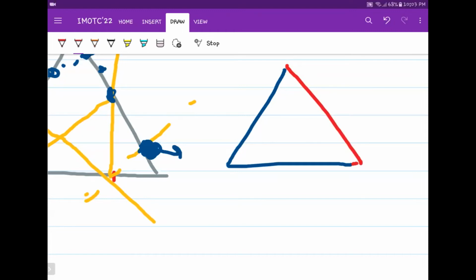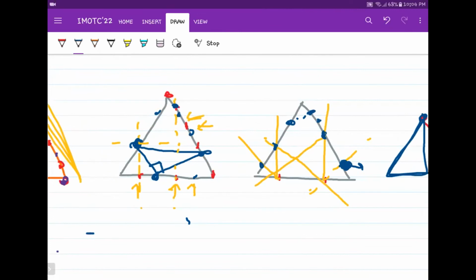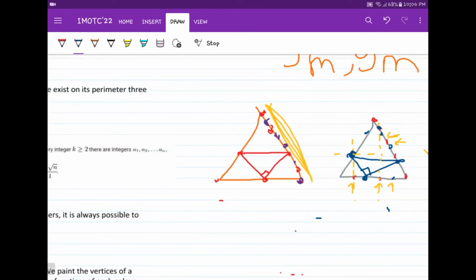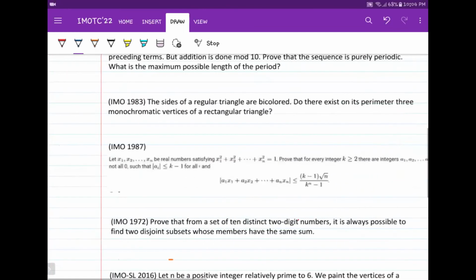What are you planning to do with the vertex? If this is blue, then this is the triangle, and if this is red, then you have to work with this. But the question says that each side should contain at least two points of both the colors.